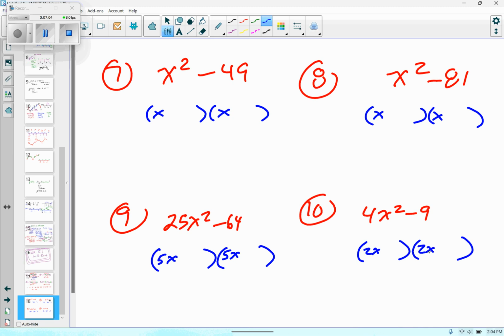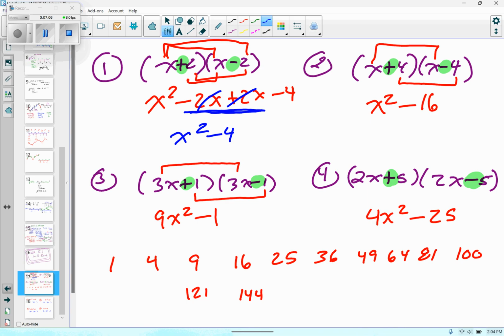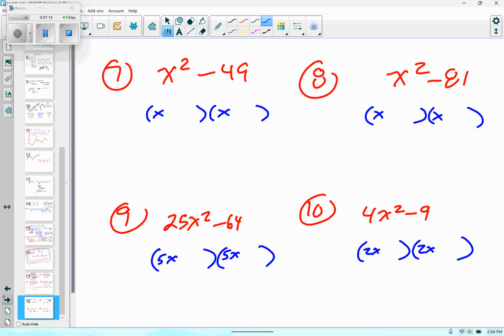Okay. Now, let's go back a screen. What did we notice? What are all the green highlights we have? Opposite signs? Agree? Opposite signs. Everyone okay with that? So plus, minus, plus, minus, plus, minus, plus, minus. Agree?